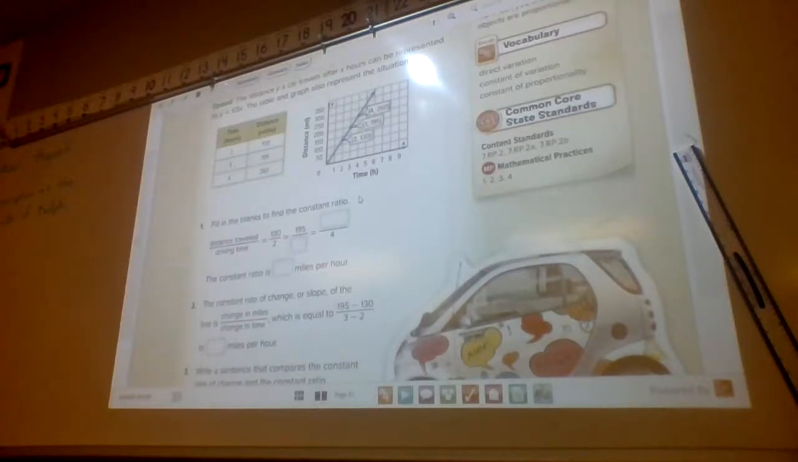No. What is y there for? What does y mean? The distance. Good job. The distance. It says the distance y, which means y is how far you went. What does x represent? Hours. So x is how far you went at.